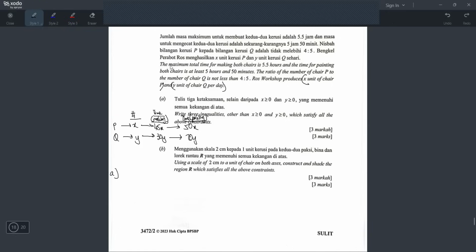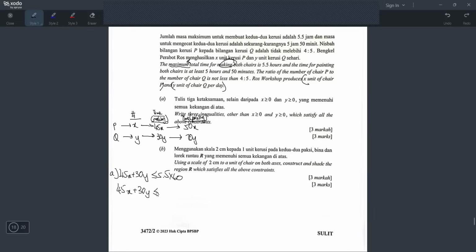Okay, let's read. The maximum. The moment you see the word maximum, you have to know the symbol is smaller sama dengan, right? So the maximum total time for making is 5.5 hours. So less than or equal to 5.5 hours, but this one is the total time for making, so it'll be 45x plus 30y. But there is a problem here. This 45 and 30 is in minutes, but the 5.5 is in hours, so you have to times 60 here. So you will get 45x plus 30y, smaller sama dengan 5.5 times 60.